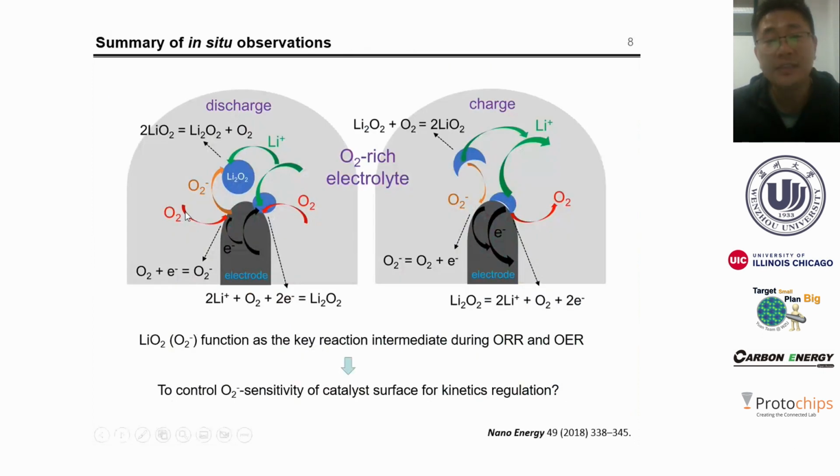So to summarize our in-situ observation, we identified that the lithium superoxide, or the superoxygen ions, is the key reaction intermediate product during both ORR and OER processes, and it is the diffusion of the superoxygen ions that actually controls the reaction kinetics, which deserves more consideration in future research. And actually, this leads us to consider how we can control the sensitivity of the superoxygen ions to different catalyst surfaces, so as to regulate the kinetics.